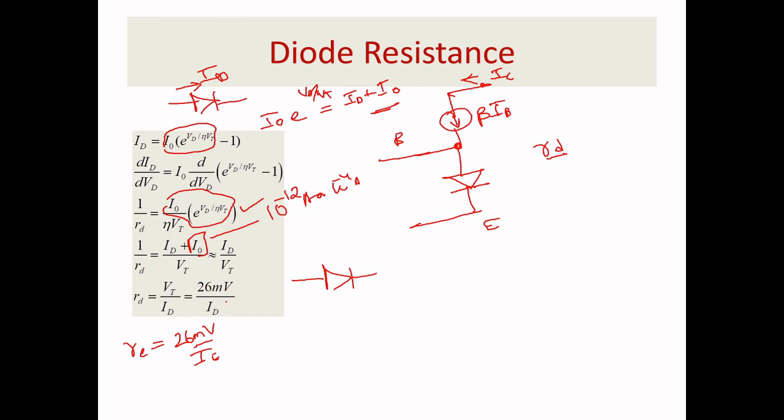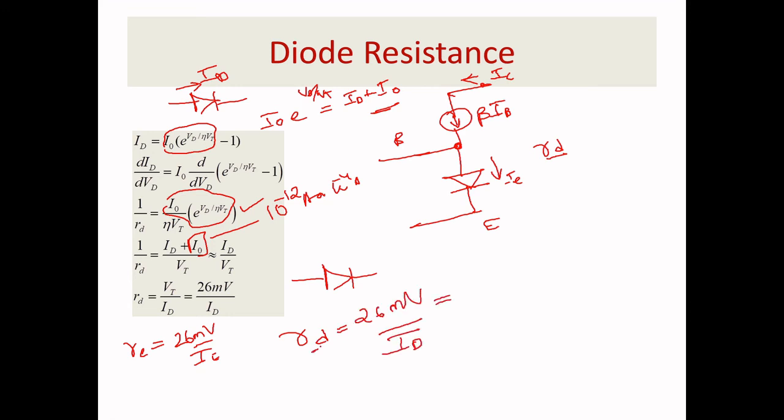Here I want to emphasize, very important: the current through the base emitter junction, that is the forward biased junction of the transistor, is IE. So I'm going to rewrite this equation, that is 26 millivolt divided by IE.